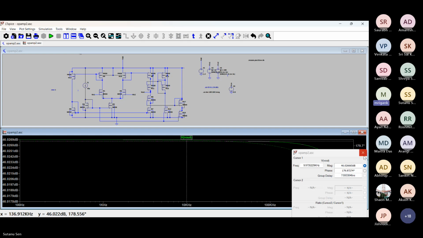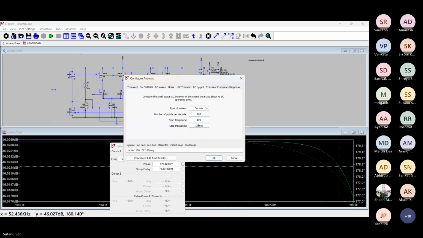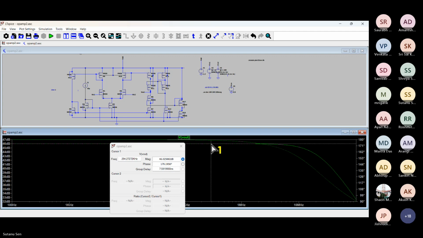So 46 dB, that means something similar to what you are getting. So 3 dB for around 400 gain. And the cutoff frequency right now is, go to that 3 dB point. So the 3 dB point is much higher than 10 mega.